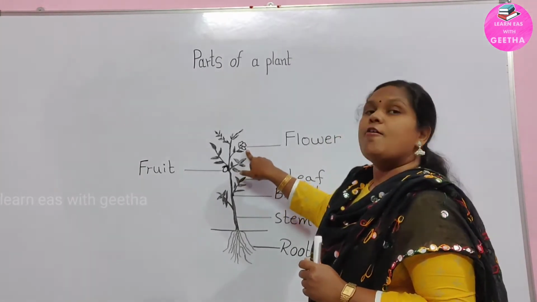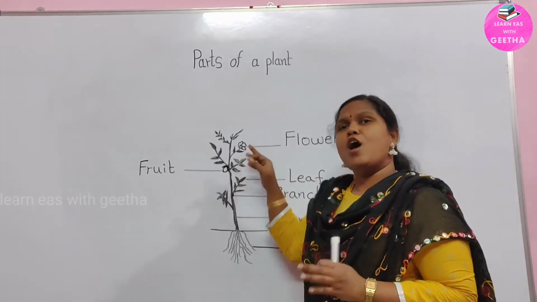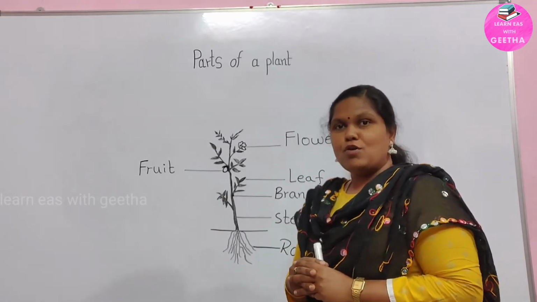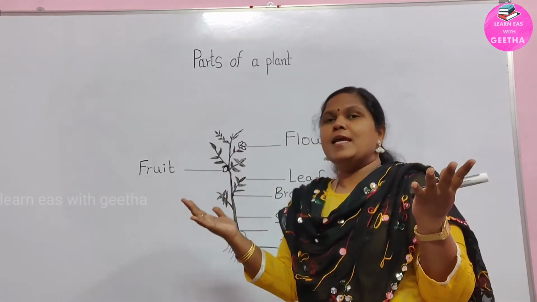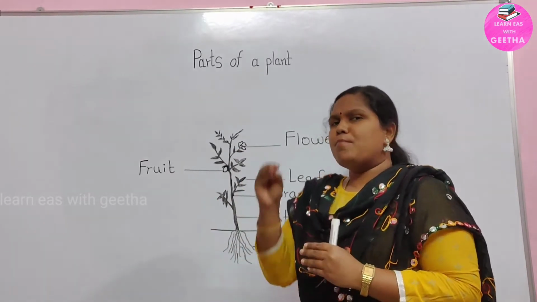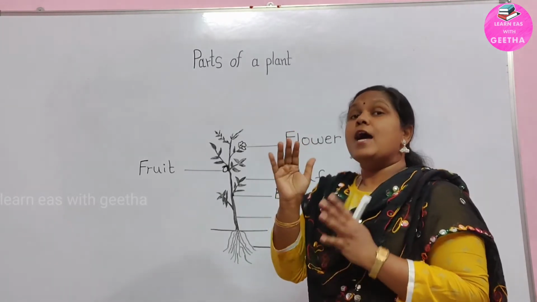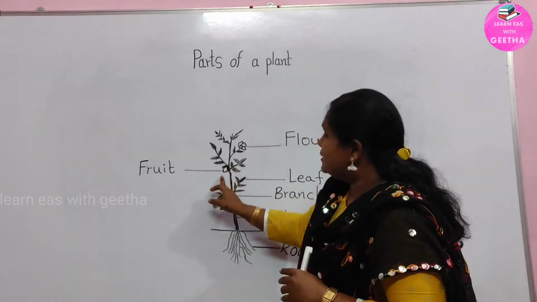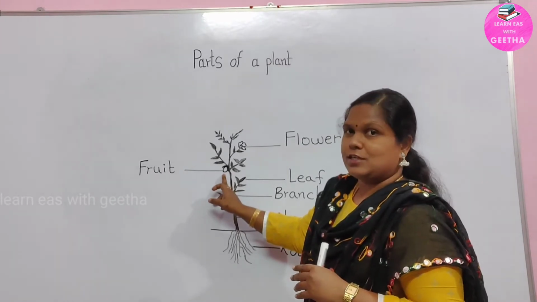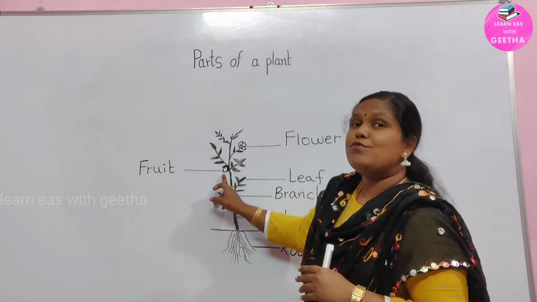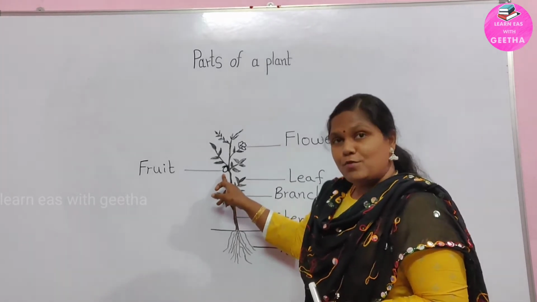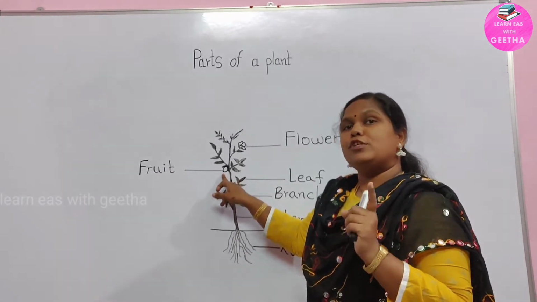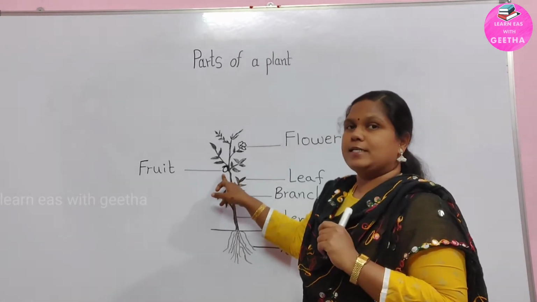And what is this? Flower. The flower is the most beautiful part of a plant. We love flowers, isn't it? There are so many colors of flowers. Some are very small, some are a little bigger, and some are big flowers also. And see here, what is this? This is fruit. Have you seen fruits? Do you eat fruit daily? Yes, it's good for health. Every day we should eat fruits and vegetables.